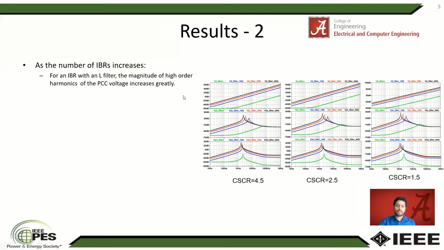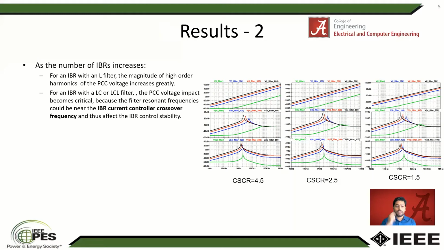Okay, so then for the LC and LCL filters, they have the resonant frequency, and as the number of IBRs increases, the resonant frequency drops to lower frequencies. That means if the number of IBRs is very high, then it can interfere with the IBR controller crossover frequency. Then if that happens, the IBR controller stability will be compromised. So that is a major reason for disconnecting the IBRs from the grid.